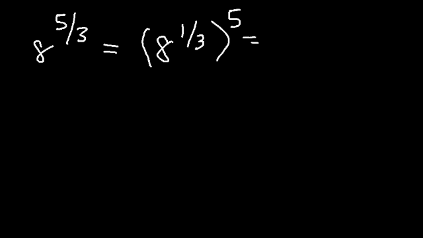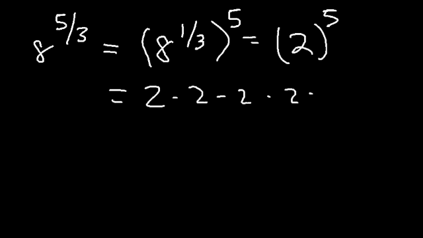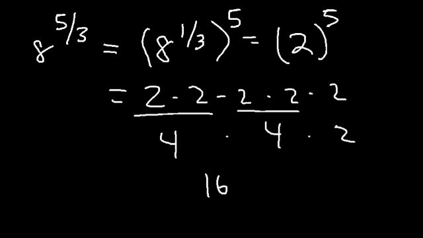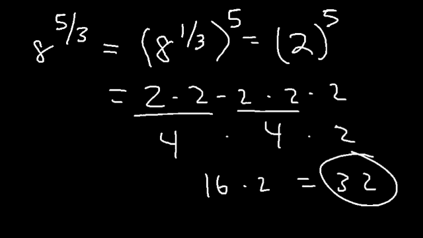8 to the 1/3, or the cube root of 8, is equal to 2, because 2 times 2 times 2, 3 times is 8. And now we want to find out what 2 to the 5th power is. So 2 times 2 times 2 times 2. 2 times 2 is 4. This is 4, and this is 2. 4 and 4 is 16, so 16 times 2 is 32. So 2 to the 5th power is 32. Let's try another example.